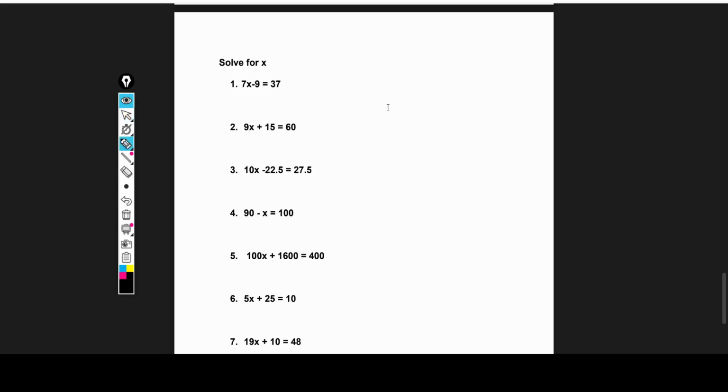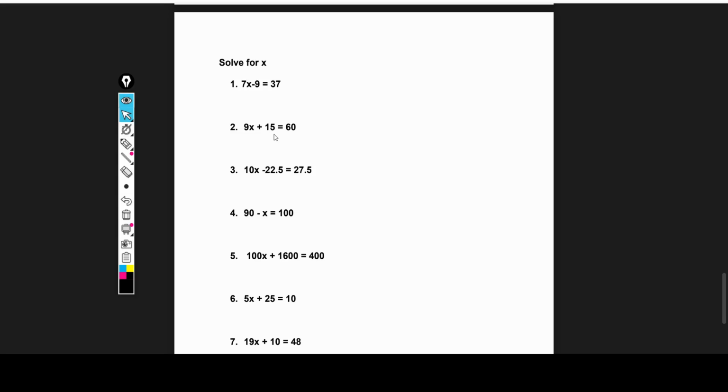It says the answer is 4. That's incorrect. If this was plus 9, and we subtract the 9 from both sides, then it would become 7x is equal to 28, and then it would be equal to 4. So the answer is incorrect here, once again.